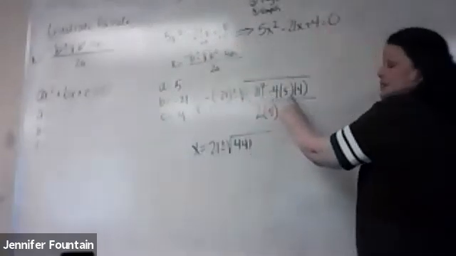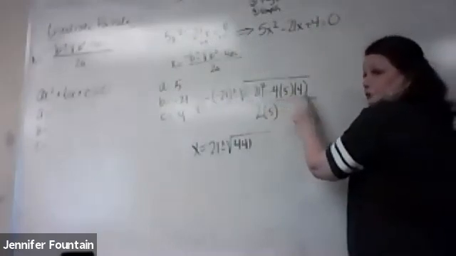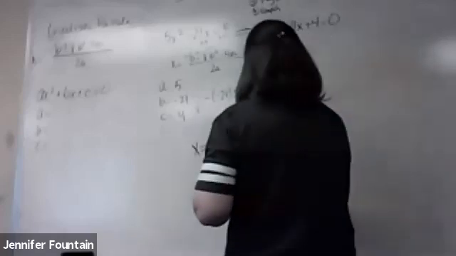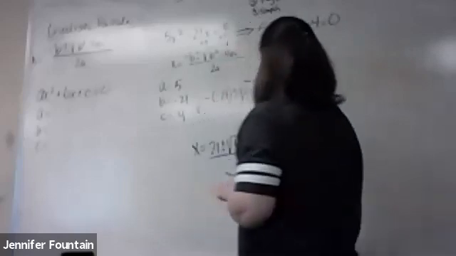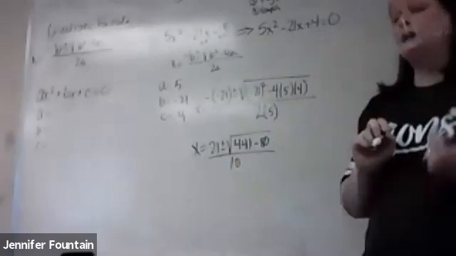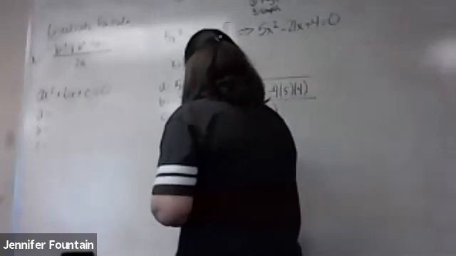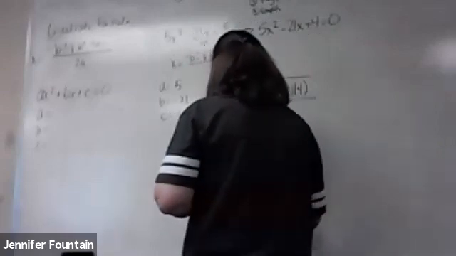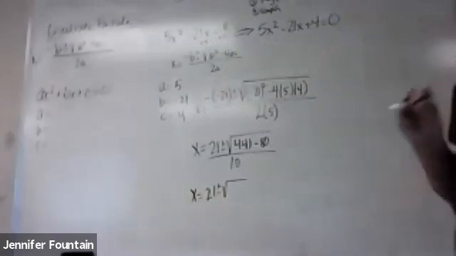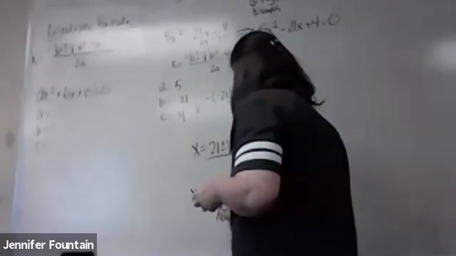-4 times 5, -20. -20 times positive 4, 80. What kind of 80? Negative. -80. All over 2 times 5 is 10. So now I've got 21 plus or minus the square root of 441 minus 80. So x is equal to 21 plus or minus the square root of, what is 441 minus 80? 361. I'm sorry, 361. 361 all over 10.